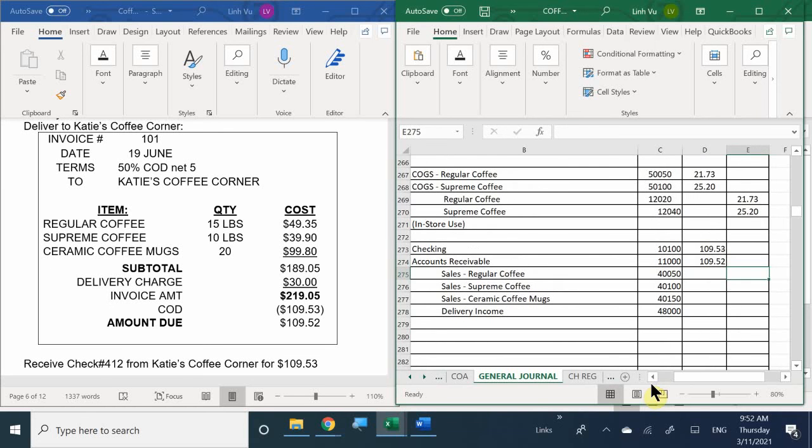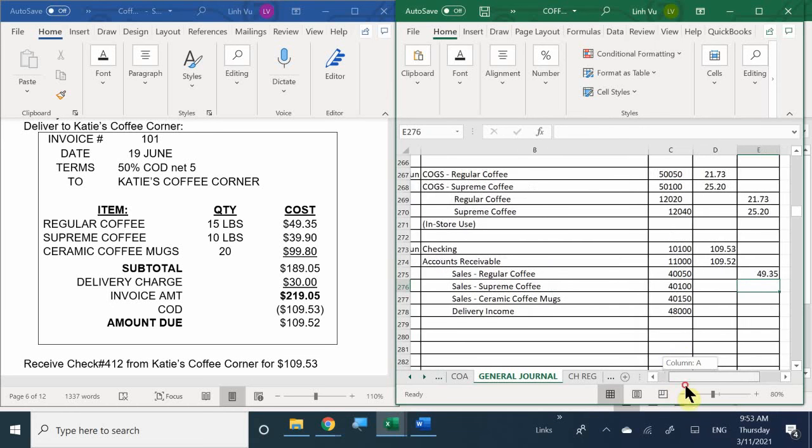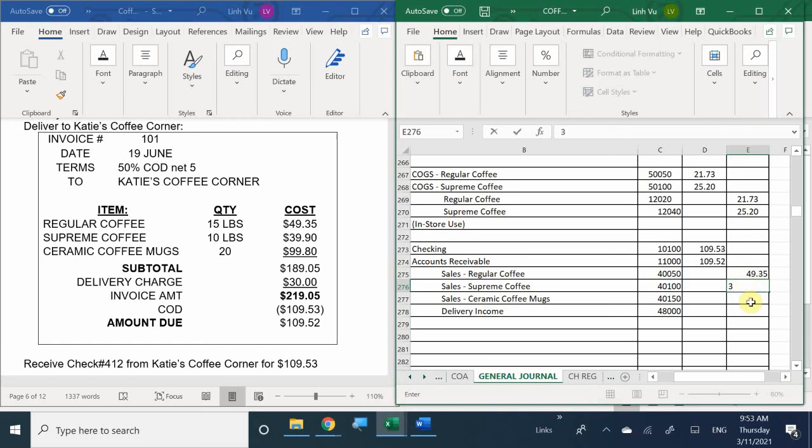109.52. Okay. So let's go ahead and calculate our total sales. How much was the total sales for the regular coffee? $49.35. Then 39.90. And 99.80. And what was the delivery charge? $30. So let's double-check that our debits match our credits. I've got 219.05 on one side, 219.05 on the other. All right, we're good to go.